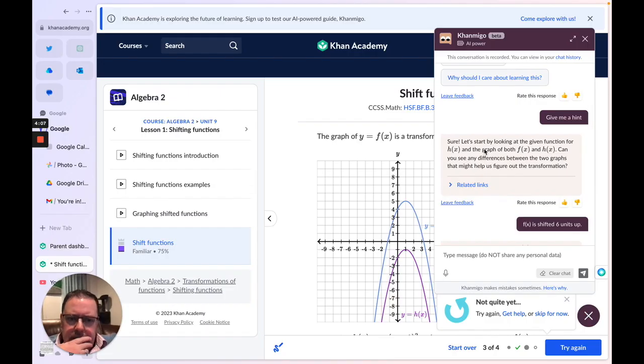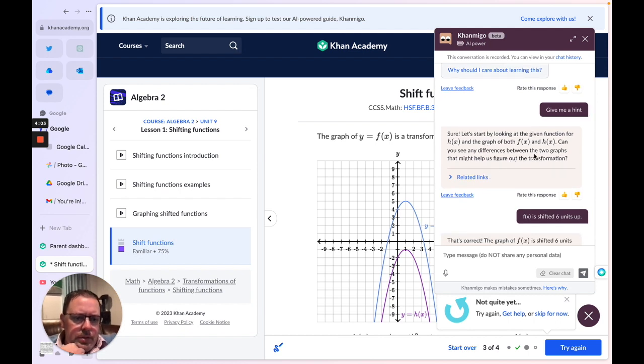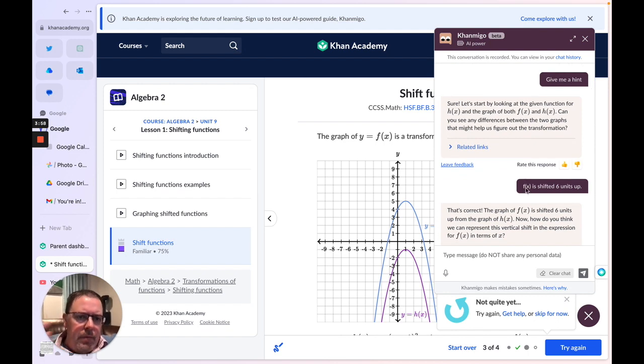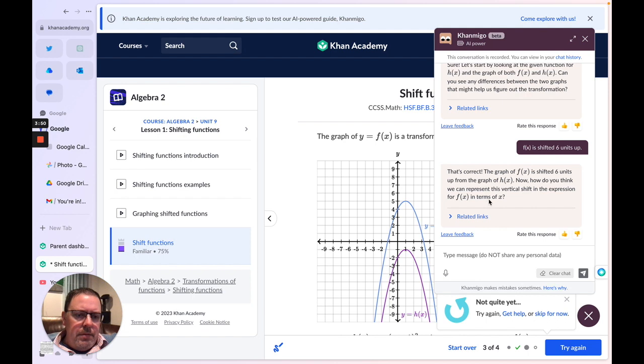And you see it says, sure, let's start by looking at the given function. Can you see any differences between the two graphs that might help us figure out the transformation? I try to simulate a response that a student would have. f of x has shifted 6 units up. I could see that. I clearly counted up the graph. And it's giving me pretty good insight, I think.